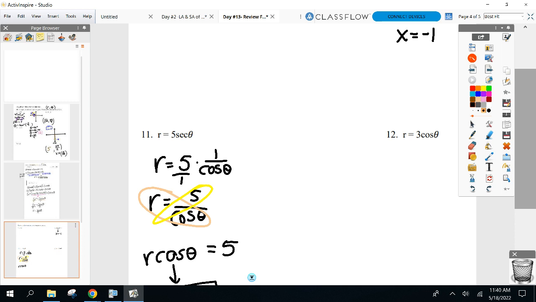Look, you're going to get 3r cosine theta, which is the same thing as 3x. Wait, but what's r squared again? x squared plus y squared. And then it's r cosine theta. All right, I'm going to leave it here. 3x. You guys figure out where you want to go.